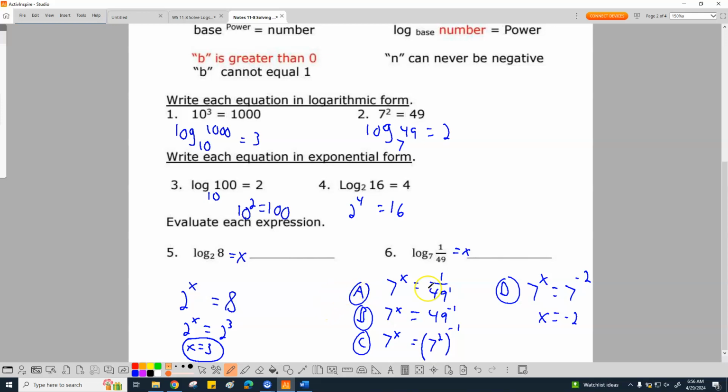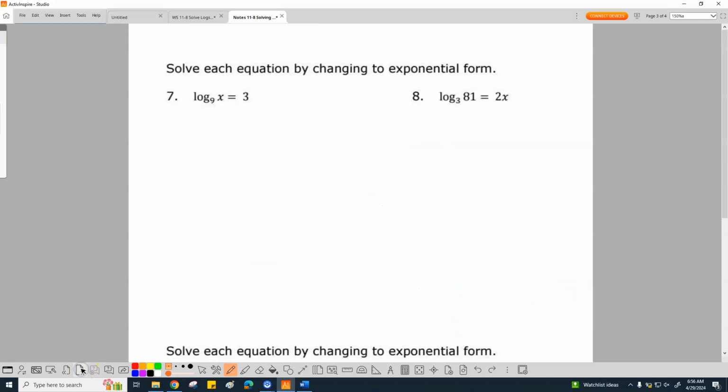Going on to the next stuff, this is just a refresher. Keep in mind it's just rules of exponents and changing the numbers into perfect squares or perfect cubes or something. Going to the next one: solve each equation by changing to exponential form. So I'm going to go ahead and follow how I got this.